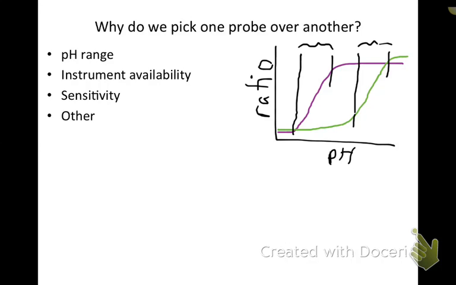So we can see that the pH range in which both of these molecules are going to be useful is very different. So depending on the pH of your system, you would choose a different pH probe. The next 2 points, instrument availability and sensitivity, are somewhat related.